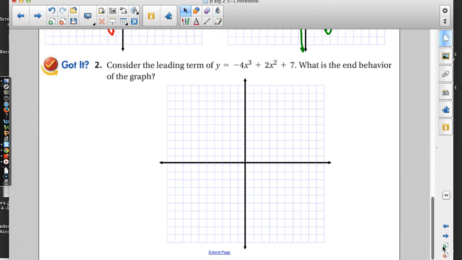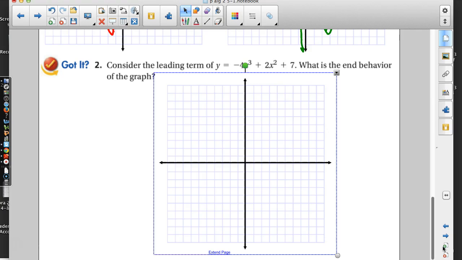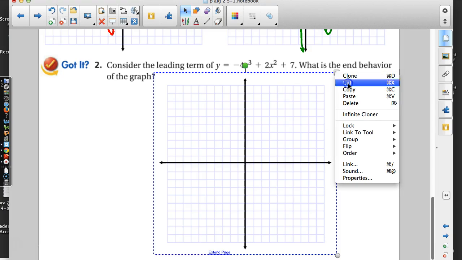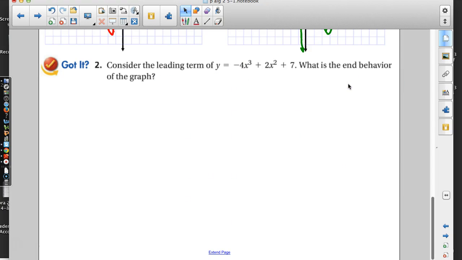So down here it says consider the leading term of negative 4x cubed. f of x equals negative 4x cubed plus 2x squared plus 7. What's the end behavior of the graph? We don't need that. We need to be able to find the first term. Negative 4x cubed. Parabolic or S-curve?